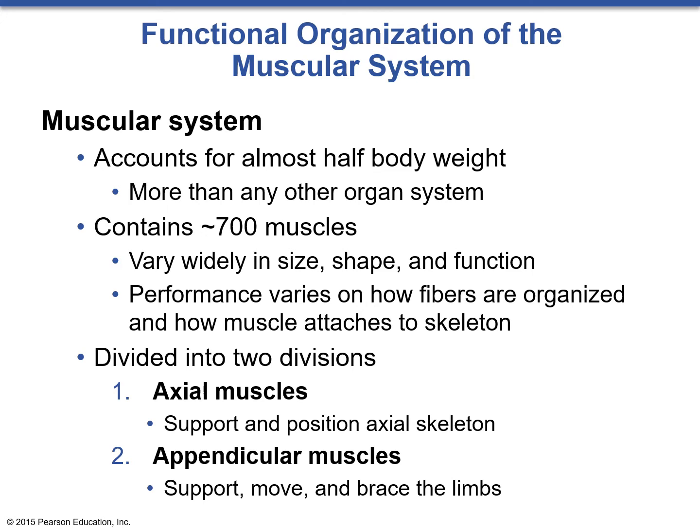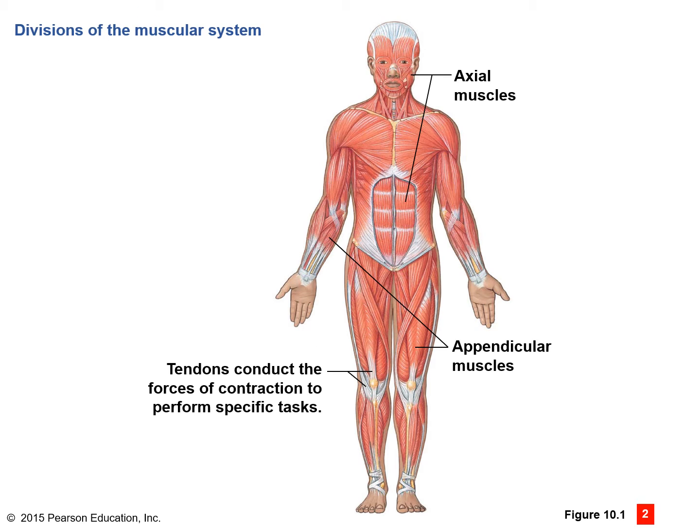Now, this is divided into two divisions: the axial muscles, which are going to support and position the axial skeleton, and the appendicular muscles that support, move, and brace the limbs. So talking about the arms, legs, shoulder and hip girdles. Here we can see a nice layout, just showing you the differences between the axial muscles of the torso and head, and then of course the appendicular muscles of the arms and legs.